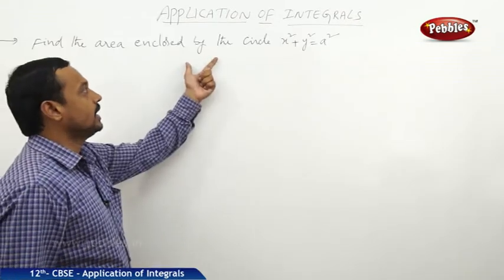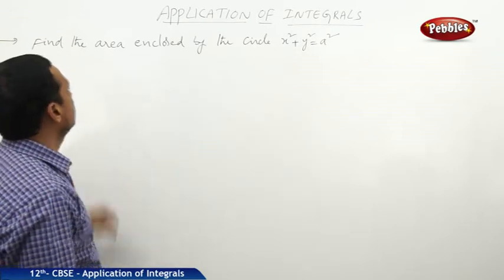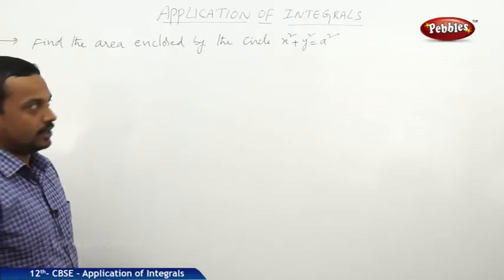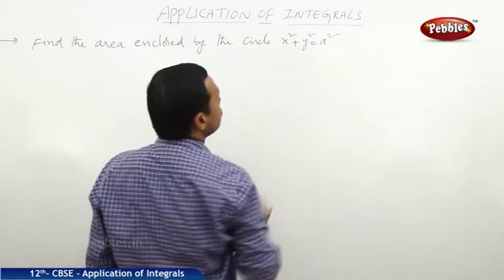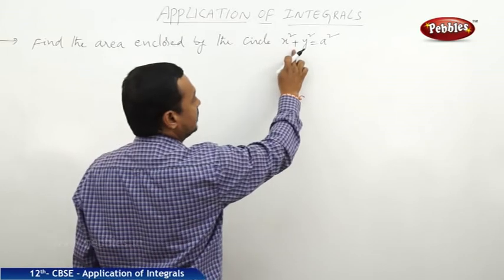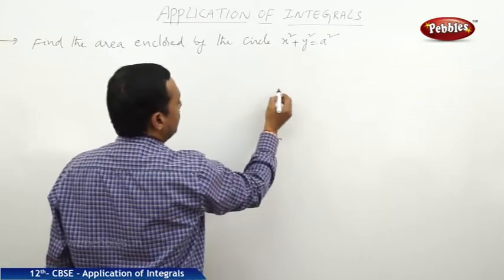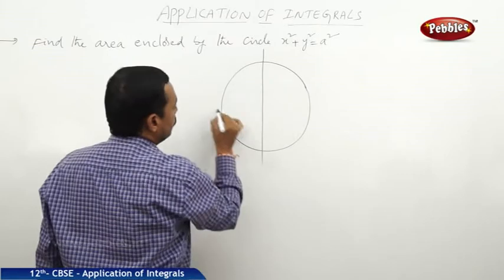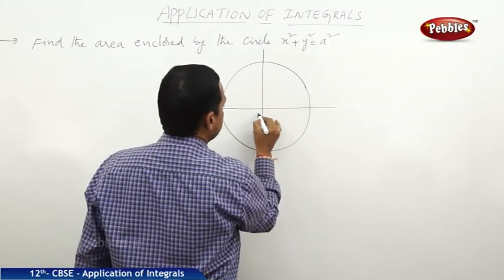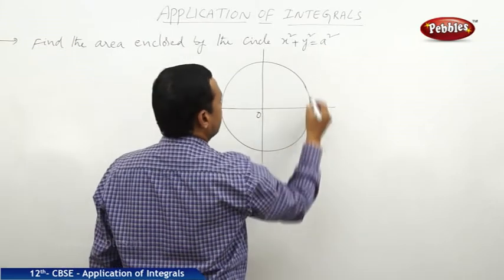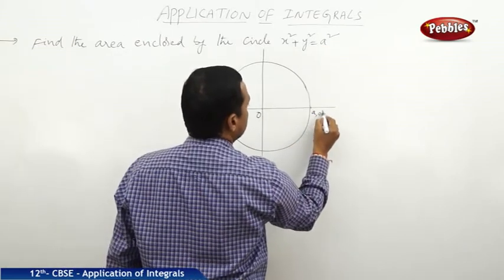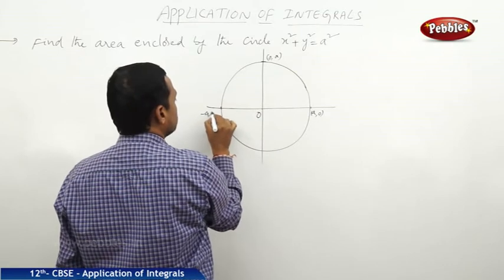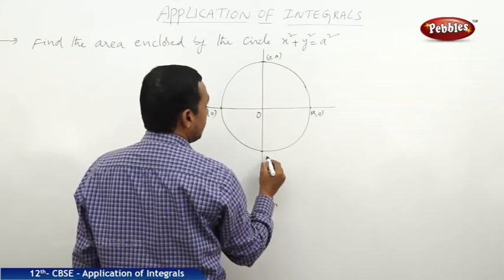Now let us find areas of some standard curves. Here, let us find the area enclosed by the circle x square plus y square equals a square. It is a circle with center 0, 0 and radius a units. Geometrically, it is a circle whose center is at the origin. This is the origin 0, 0, and the radius of the circle is a, so this point is a comma 0, this point is 0 comma a, this one is minus a comma 0, and this point is 0 comma minus a.